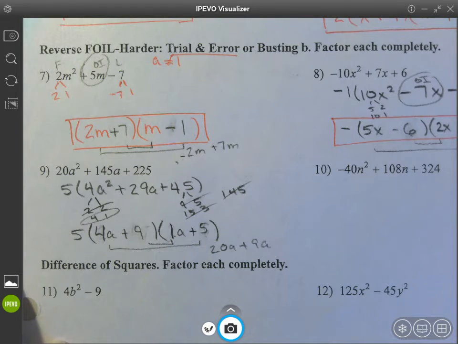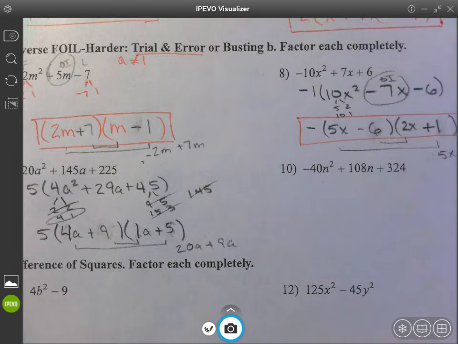All right, what do you see? What do you want to do with 10? Those are some pretty big numbers. Anything we can do to knock them down? GCF of? I don't want just a 4. What else?